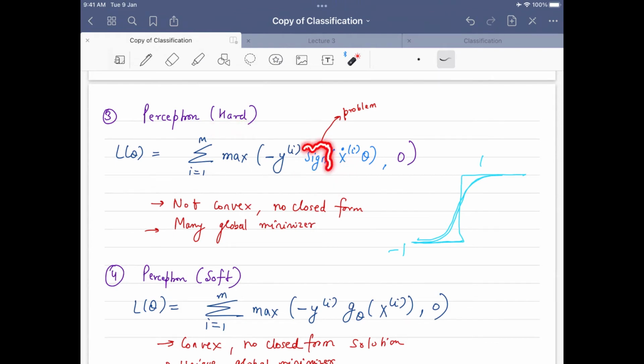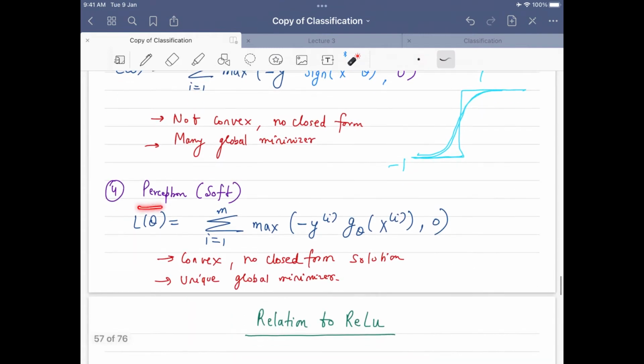The problem with using this hard version is similar to the problem you had with the signum function in the classification setting. It is not convex, there is no closed form solution, and many global minimizers will be there, because the signum function will create problems and you will have multiple flat minima. If you remember the cost function that I showed you, it had multiple flat minima, and you could settle down to any one of them, and a single global minimum was not there. So this signum function will create problems. This is the softer version. This is the hard perceptron concept, and this is the soft perceptron concept, but we will mainly focus on this softer version.